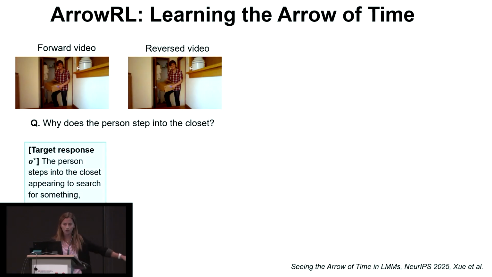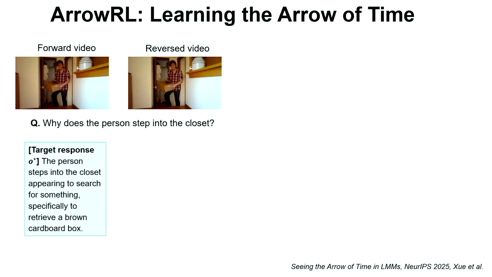First, we have the ground truth answer for this question in training, and here it is. Person steps in, gets something, retrieves a brown box. Now, the first thing we do in training is reverse that video, and that's that second clip just to the right of it. And you'll notice that he's just doing the same thing, but now in reverse. And I just mean literally playing the frames backwards.